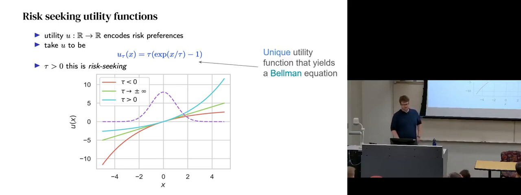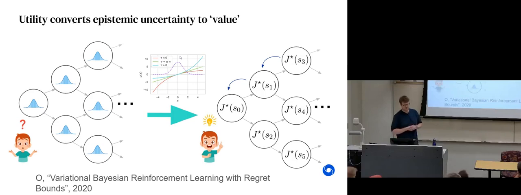And the reason we're going to pick the exponential utility is because it's the unique utility function that'll give us the Bellman equation. So in principle, you could imbue an agent with any utility function, any risk-seeking one, it wouldn't even have to be convex. But it turns out for computational reasons, you want to be able to do something like a Bellman equation to do dynamic programming, and the exponential utility function is the unique utility function that can do that.